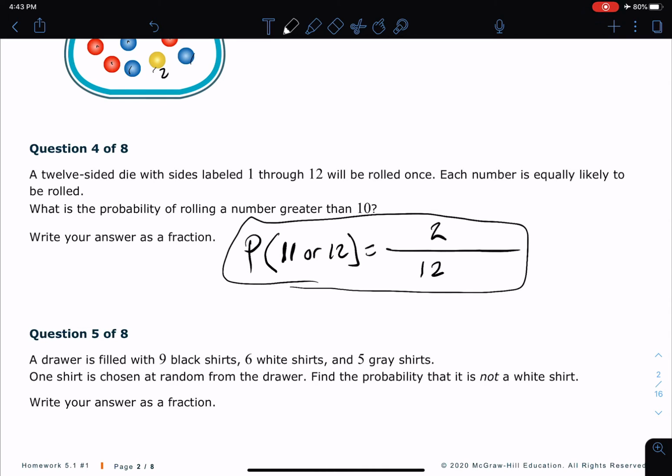Now, of course, talk to the math people, we do like to reduce that down to 1/6. If ALEKS on this particular 5.1 adaptive section wants to keep it as 2/12 not reduced, then just go ahead and do it that way. But for the most part, you're going to be reducing in the future.